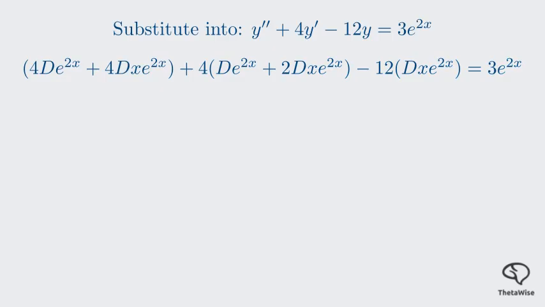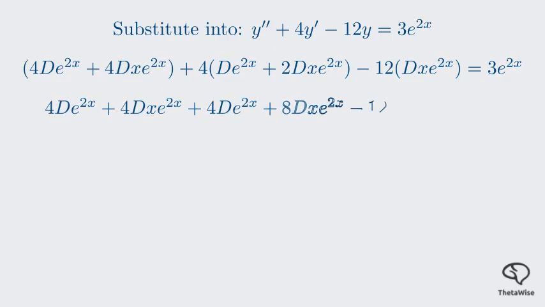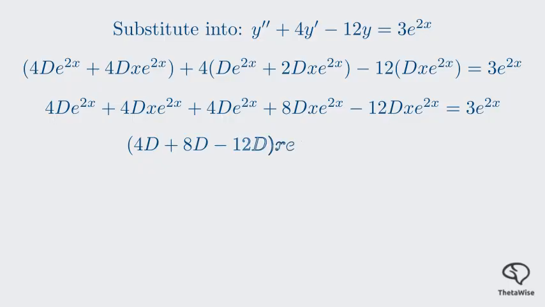The next step is to expand the term with the 4. Distributing the 4 gives 4d e to the 2x plus 8dx e to the 2x. Now comes the satisfying part. Combining like terms. Look for terms with e to the 2x and terms with x e to the 2x. For the x e to the 2x terms, we have 4d plus 8d minus 12d, all multiplied by x e to the 2x. This simplifies to 0 times x e to the 2x, which is just 0. This cancellation is not a mistake. It's exactly what we expect when our guess works.